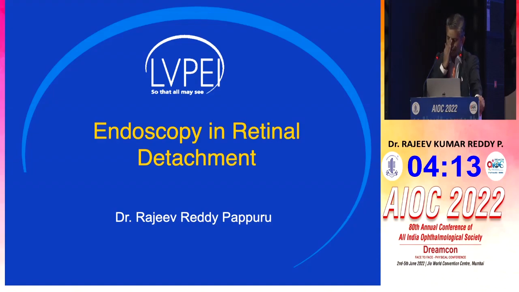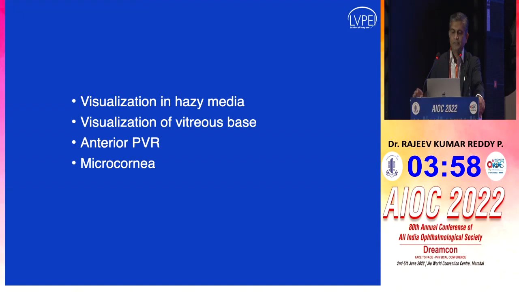So that's the next thing which we were discussing. Retinal detachment is one of the commonest surgeries which we do in retina. And like I was talking about, these are the retinal surgeries which you can actually do when the visualization is good. But how does the endoscope help? Is it only in corneas where it is hazy?